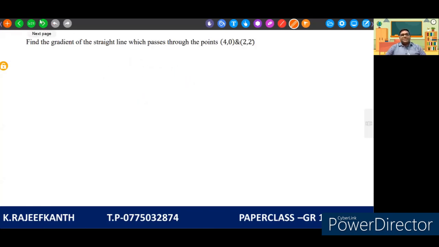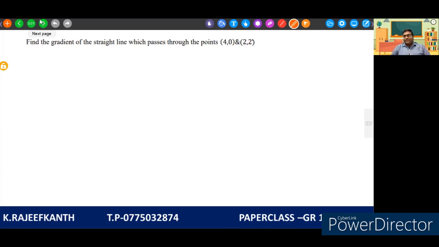Find the gradient of the straight line which passes through the points (4, 0) and (2, 2). So we have to find the gradient of the line. So already we have discussed the gradient. How can we find the gradient if they give the coordinates of 2 points? Right? So we know that the difference of y coordinates over the difference of x coordinates is the gradient.